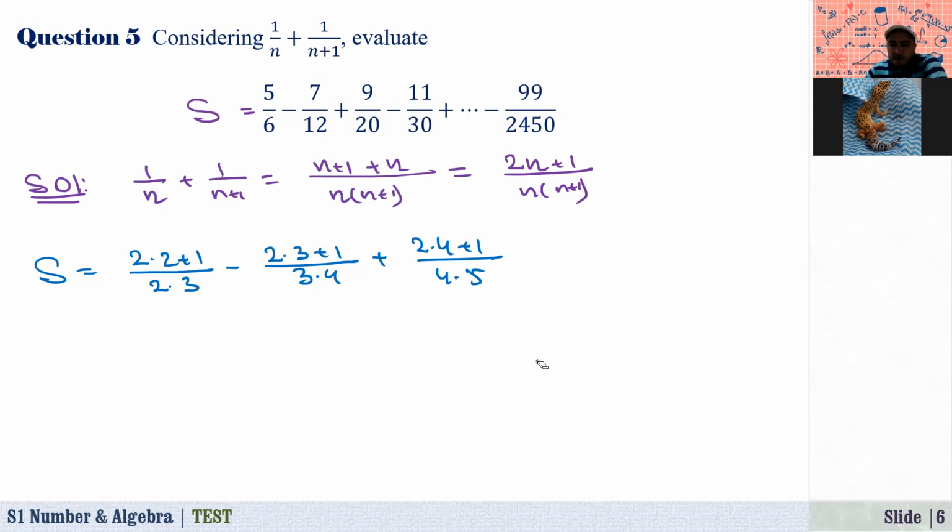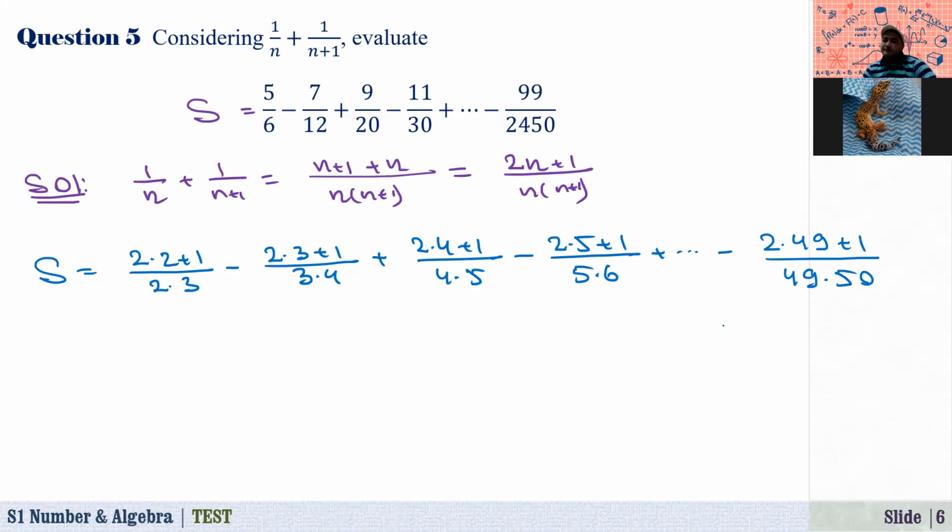Minus, it is minus 11. 2 times 5 plus 1 over 30, which is 5 times 6. Dot, dot, dot. And the last one is 99. What is 99? It is 2 times 49 plus 1, it's 98 plus 1. And the denominator, 2450, is 49 times 50.